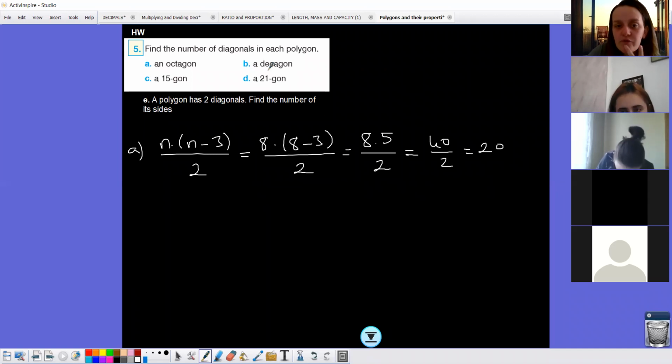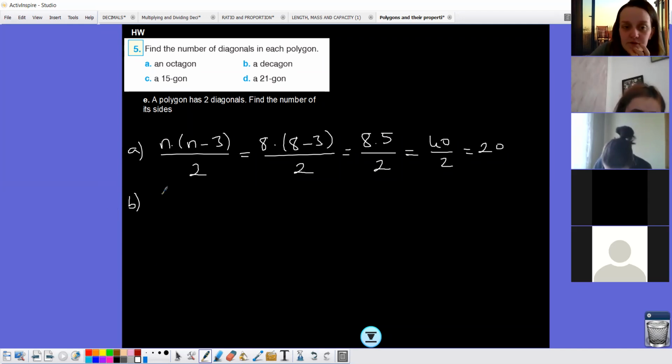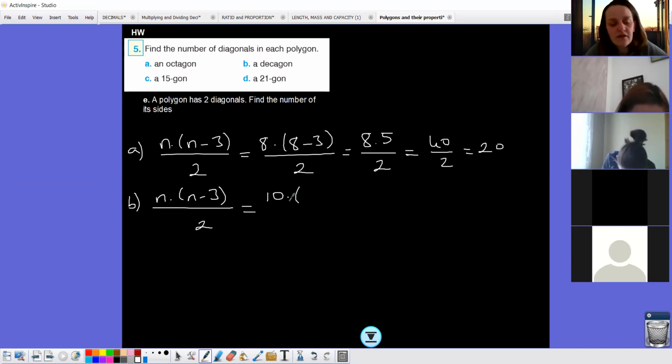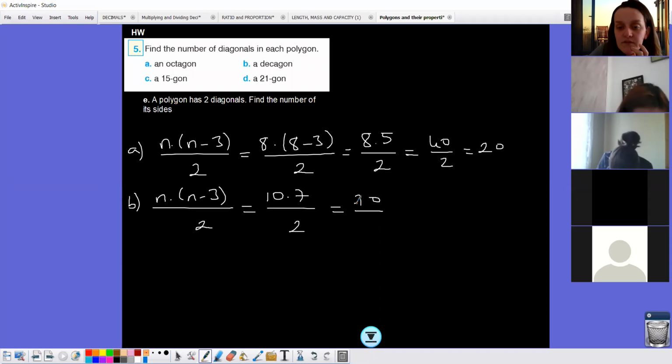Okay, the same thing you will do for this decagon. Alexander, what is a decagon? With 10. Yes. So it will be the same formula as the previous. I'm writing the formula. It will be 10 times 7, over 2. It's 70 over 2, so it is 35.